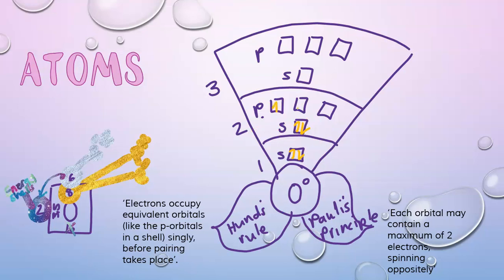Now I'm going to do 5, 6, 7. That is following Hund's rule. And then 8. And then I stop, because Olivia or oxygen only has 8 electrons.